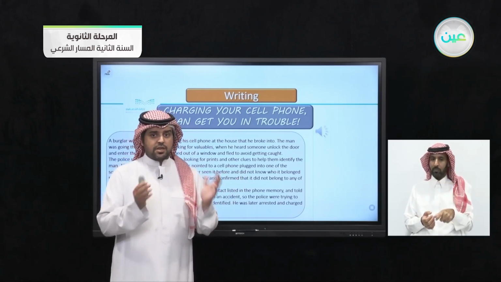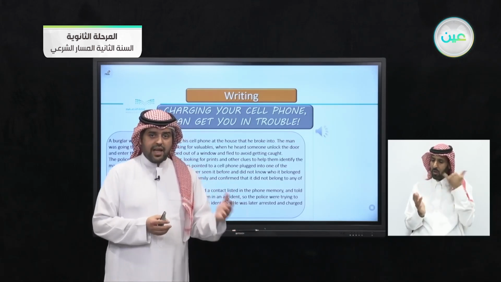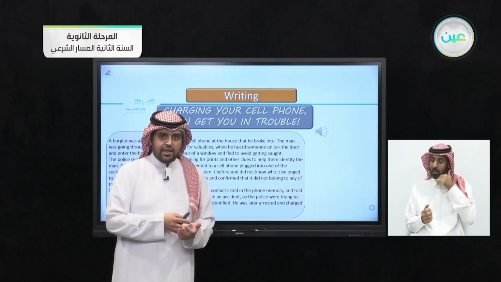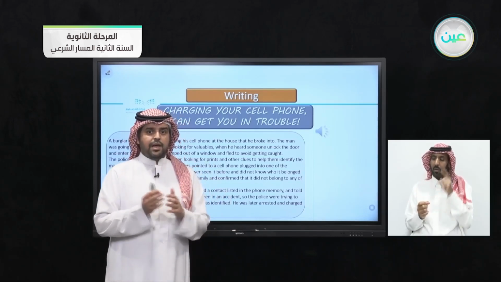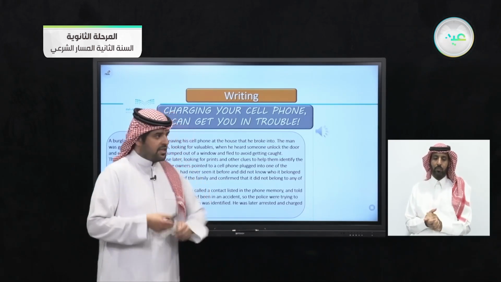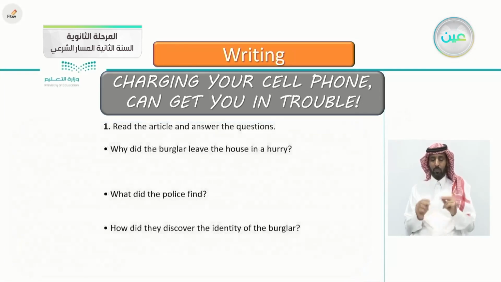So now they knew that the phone was the burglar's. So one of the police officers had an idea to call one of the contacts and tell him that the owner of this phone, the burglar, had an accident, and they staged the whole thing up, and that led to identifying the burglar and later arresting him. So this is the summary of this, or let's say the short version of this story. So let's answer the questions here.